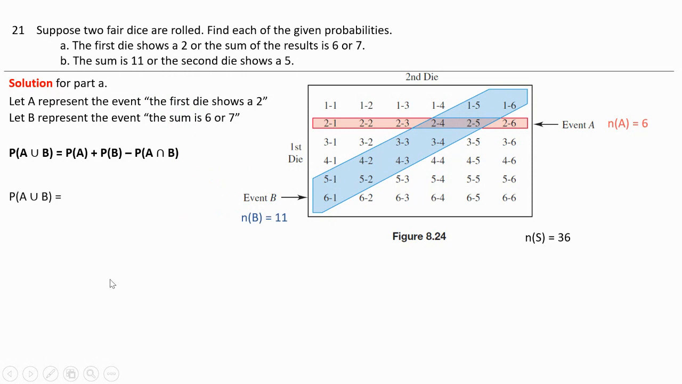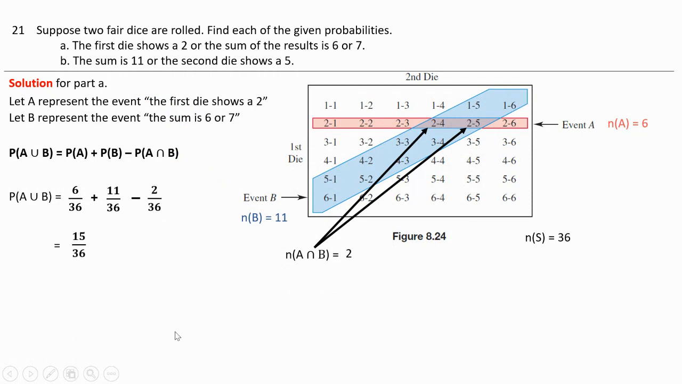So we're going to plug them into the formula. It's going to be 6 over 36, right? Because there's 6 with a 2, plus 11 with a sum of 6 or 7, minus, right, where they intersect. They intersect here and here. So minus 2 over 36. Here's my solution, and we simplify it. So it'll be 5 over 12. Now for part B.